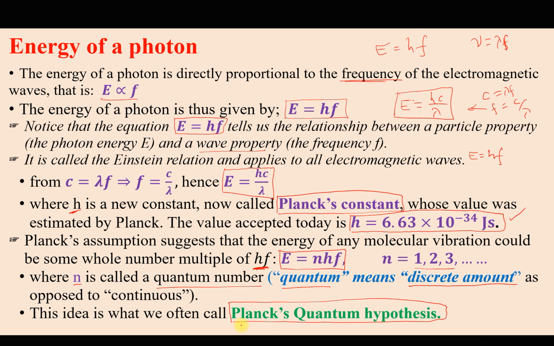So if we have several photons making up electromagnetic radiation, then we can agree that the total energy of the electromagnetic radiation is the number of photons times hf, with hf being the smallest amount of energy available.